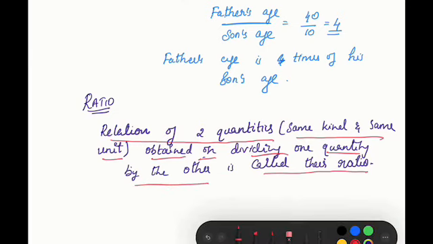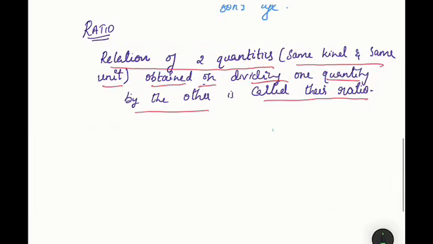Okay. Now let me check. What is the next thing I need to tell you about ratio? The ratio of two quantities. You now know what is ratio. But how do we represent it? The ratio of two quantities x and y. So I am comparing. Let me take.